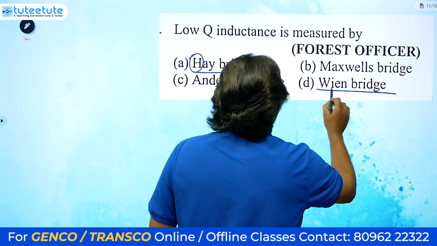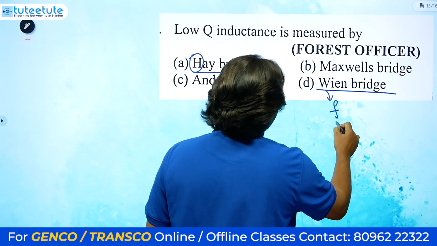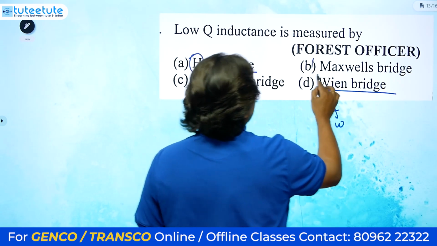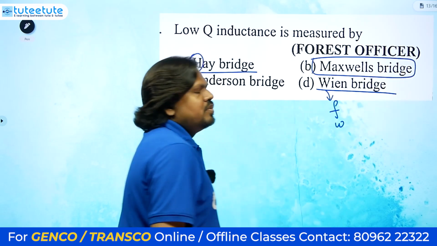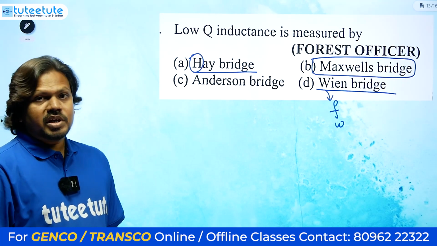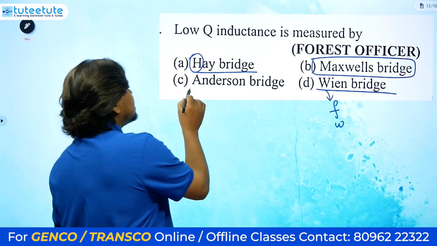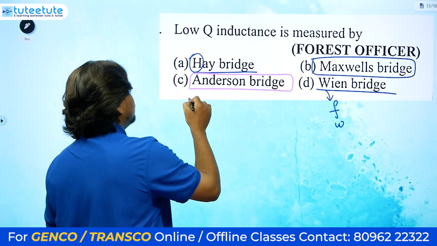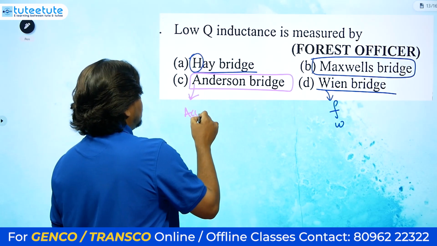So Wien's bridge will be used for the frequency measurement. Maxwell's bridge is generally used for the medium inductance measurement. So what is Anderson's bridge? Anderson's bridge will be used for the accurate inductance measurement.